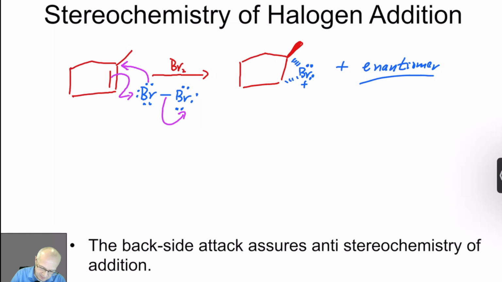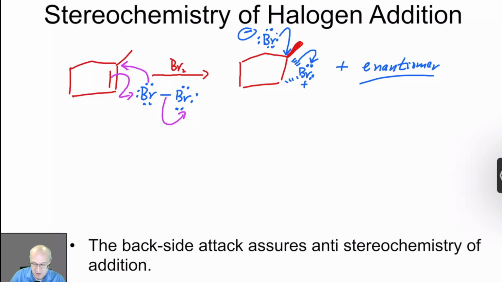Now the bromide attacks the carbon, and it'll come in from the top, because remember the nucleophile has to approach from the side opposite the leaving group. This bromonium ion is behaving as the leaving group. So it's taking the bonded electrons with it, right? So this bromine has to come in from the top side.